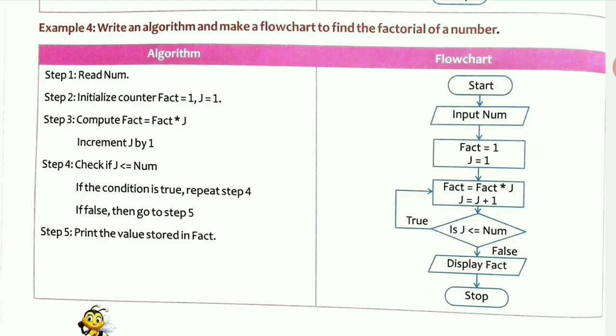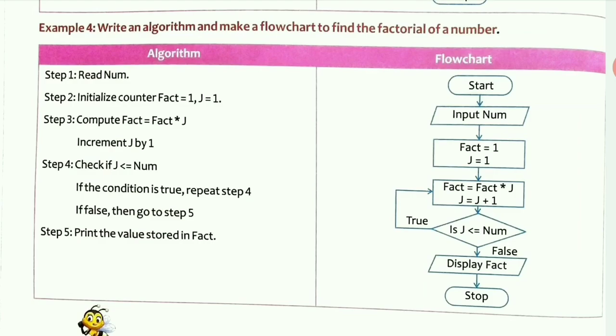If the condition is true, means if j is less than num, then you have to go to step 3, compute fact, increment j by 1. Again come to step 4, check if j is less than equal to num. If the condition is true, then again go to step 3. Actually it is written here wrong. Not repeat step 4. It should be repeat step 3.